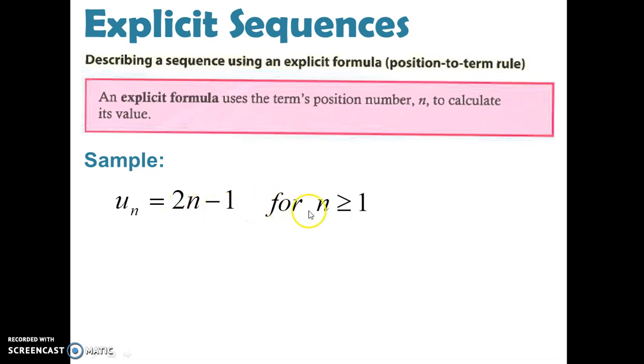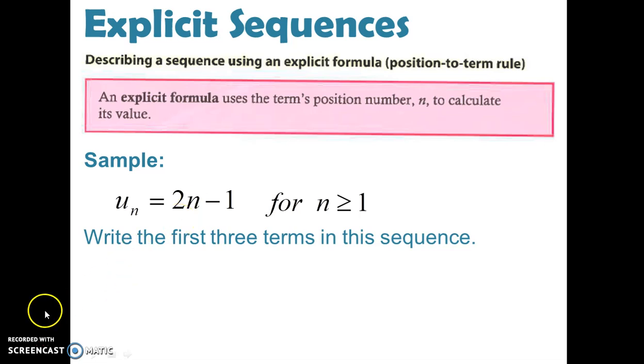This one is defined for n values greater than or equal to 1. In other words, you cannot put n values below 1 in here. You can't have n equals 0 or n be a negative number. Another thing about sequences is the n values, or the position numbers, are always integers, because you cannot say position 1.5 or position 2.8. You just say position 1, position 2, and so on. So n values will be only positive whole numbers, or integers. Let's take a look.